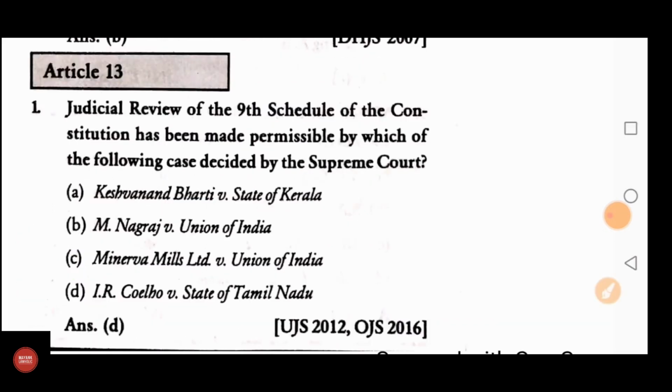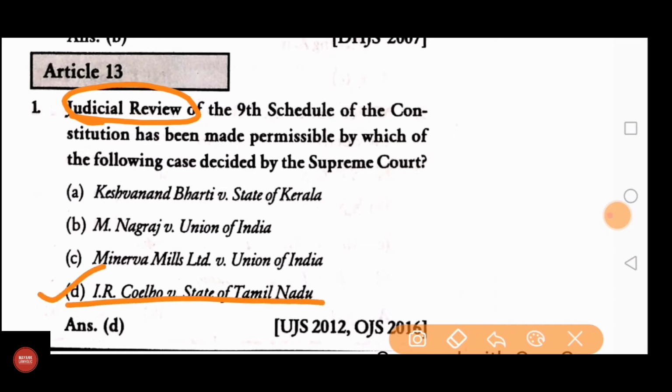Next questions are related to Article 13 of the fundamental rights of the Constitution. Question number 1. Judicial review of the 9th Schedule of the Constitution has been made permissible by which of the following cases decided by the Supreme Court? Option A. Kesavananda Bharati versus State of Kerala. Option B. M. Nagaraj versus Union of India. Option C. Minerva Mills Limited versus Union of India. Option D. I.R. Coelho versus State of Tamil Nadu. Correct answer is option D. I.R. Coelho versus State of Tamil Nadu.